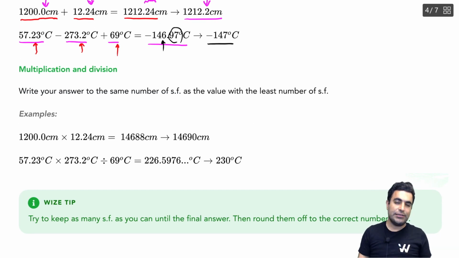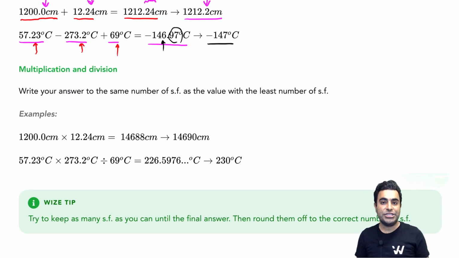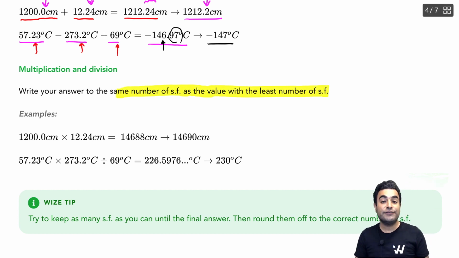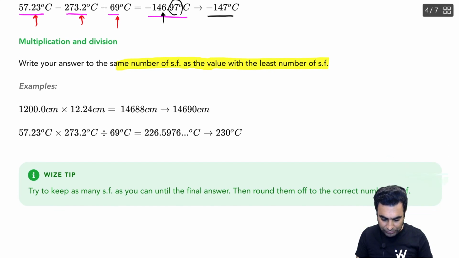The rule would be slightly different when we talk about multiplication and division. In that case, we focus on the number of significant figures. The result of the multiplication and division should have the same number of significant figures as the least number of significant figures in the original numbers. Let's practice on this rule as well.